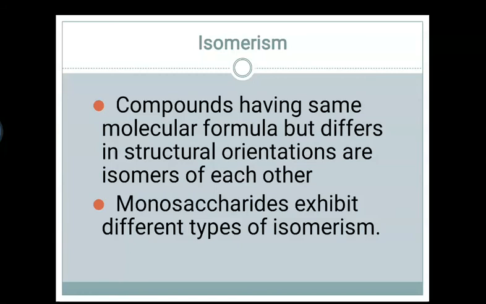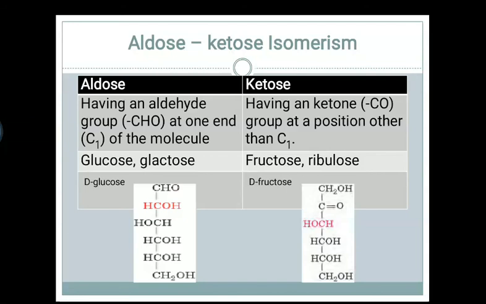So monosaccharides exhibit different types of isomerism. First of all, aldose-ketose isomerism. This isomerism occurs due to a difference in functional group. Aldose has an aldehyde group, CHO, at one end of the molecule. In this example, the CHO group is at C1, for example D-glucose. In case of ketose, there is a ketone group at a position other than C1. In this example, the ketone group is at C2, for example D-fructose.